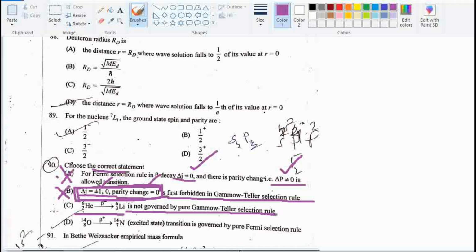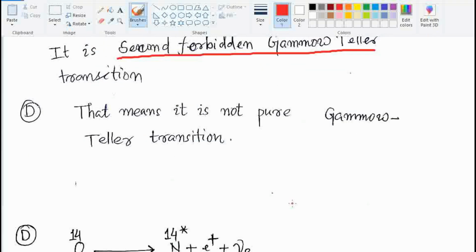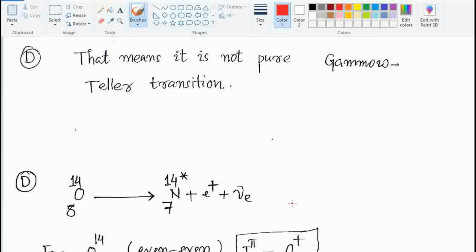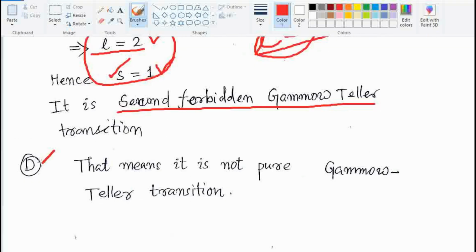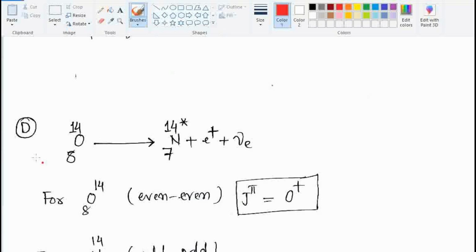It can be correct. To confirm this, we have to know whether the statement given in option D is correct or not. Let's see. Remember that nitrogen is in the first excited state. Now you see whether it is correct or not. This is not option D. Option D is starting from this.